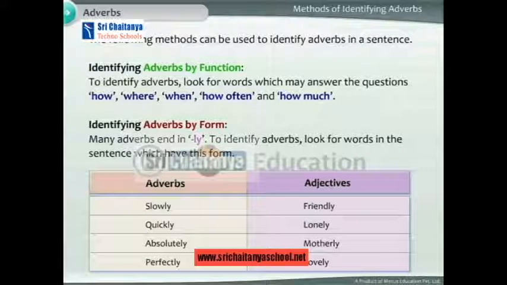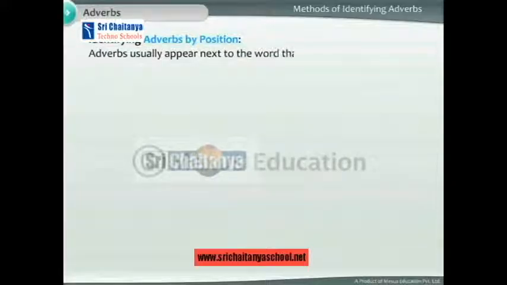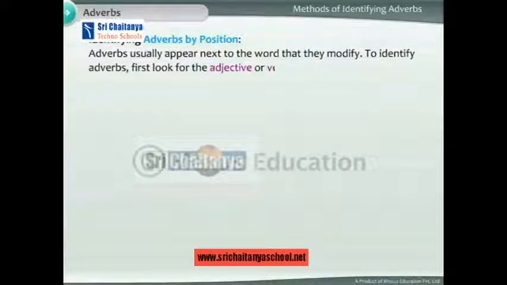To avoid confusion, remember that while adjectives modify nouns and pronouns, adverbs modify verbs, adjectives, and other adverbs. Identifying adverbs by position. Adverbs usually appear next to the verb or adjective that they modify. To identify adverbs, it may help to first look for the adjective or verb being modified in the sentence.